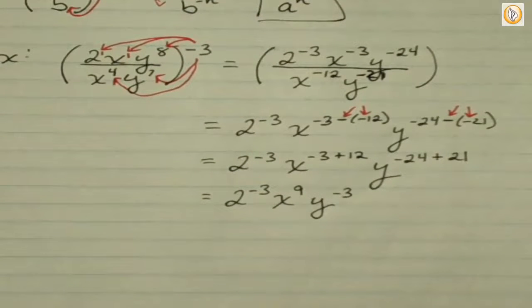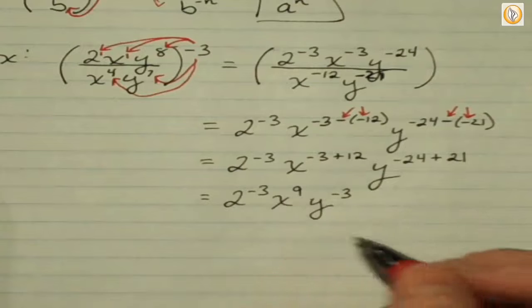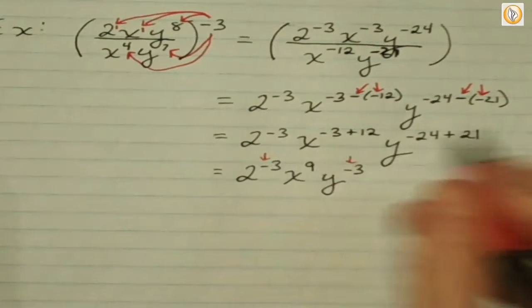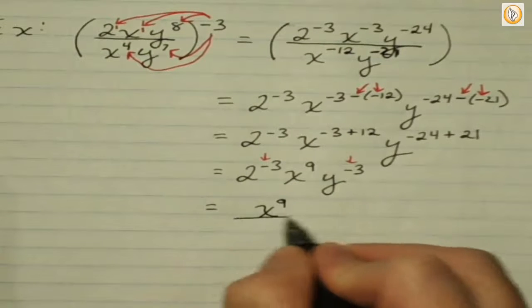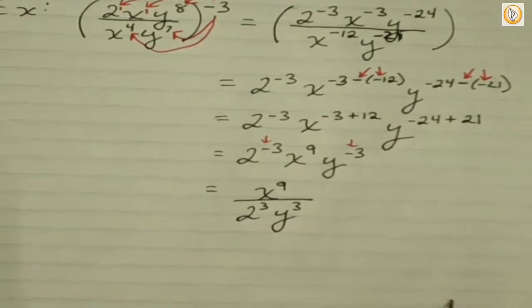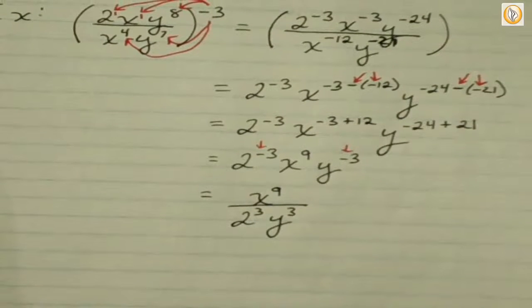All right, now I've combined all that I can. Anything that has a negative exponent can now go below. So I have one here and here. So my answer would be x to the power 9 over 2 to the power 3 times y to the power 3. Does everyone see that? If you don't, you need to ask questions like, where did you get such and such?